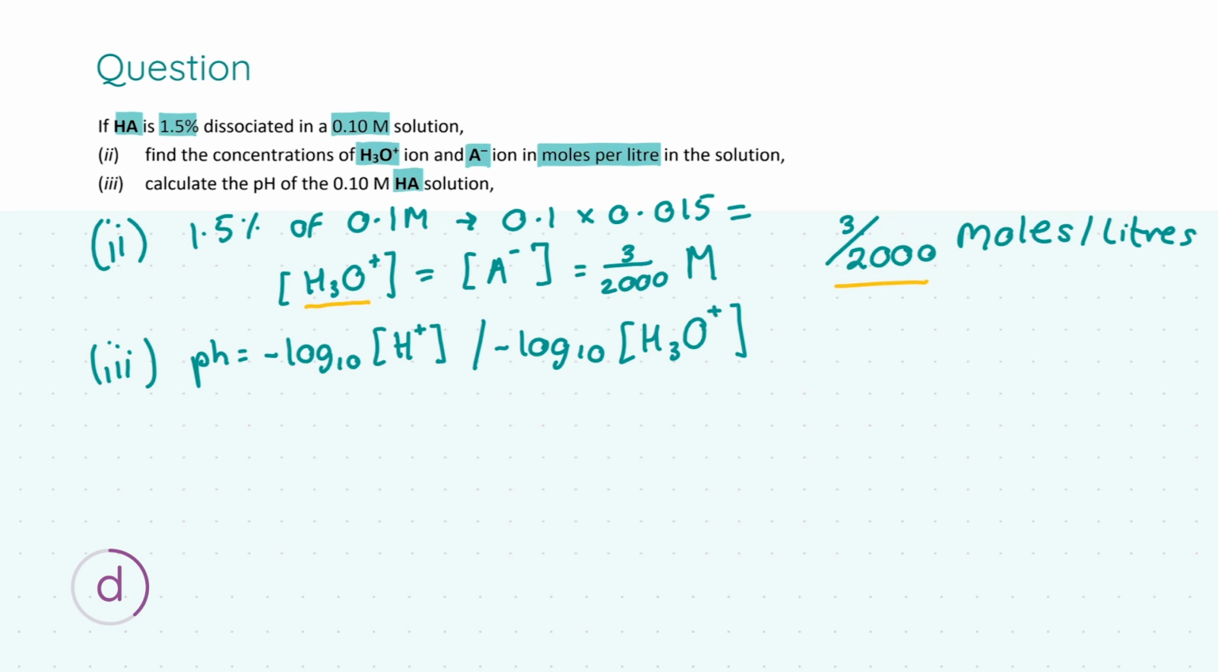Okay, so what do we have? In this question, we have the molarity of the H3O plus ions, which is 3 over 2,000 moles per litre, which we found in question D part 2, just above there, okay? And just to mention as well, D part 2, that's 6 marks in total. I forgot to put it in there. Okay, so to find the pH of the 0.1 molar HA solution, we need to put into our calculators minus log to the base 10 multiplied by 3 all over 2,000. Okay, so now let's just put that into our calculator.